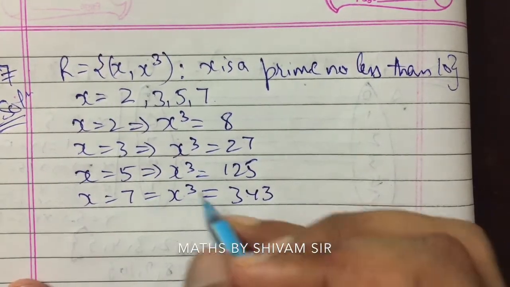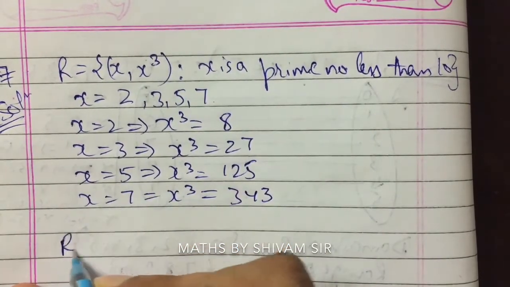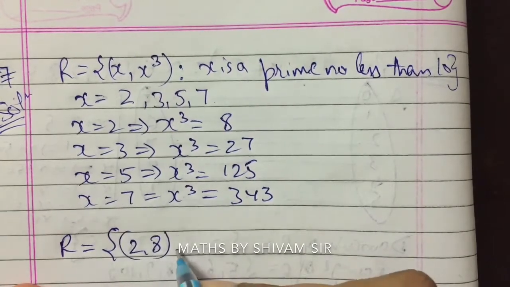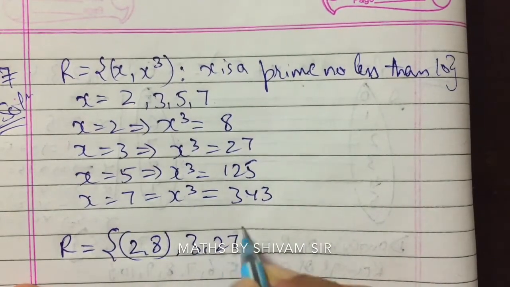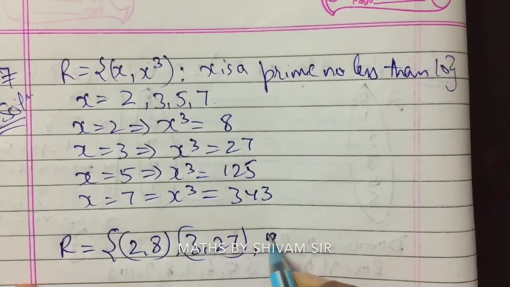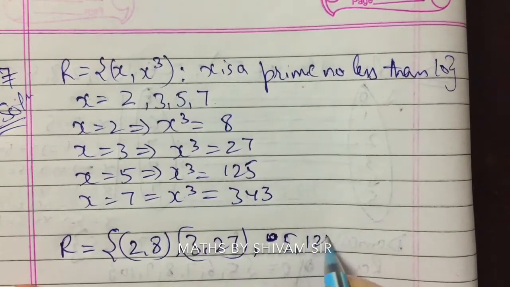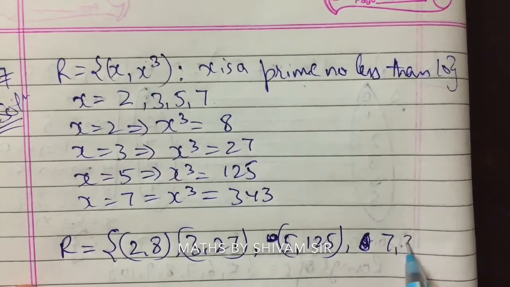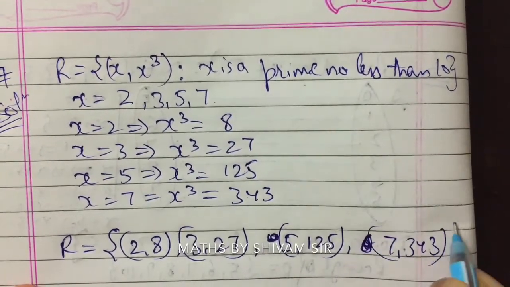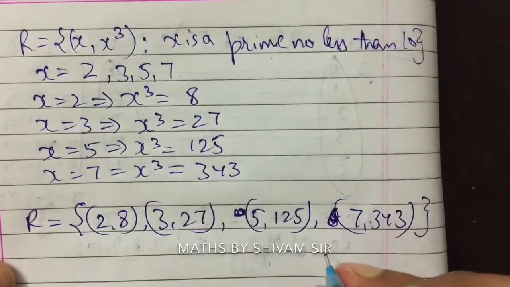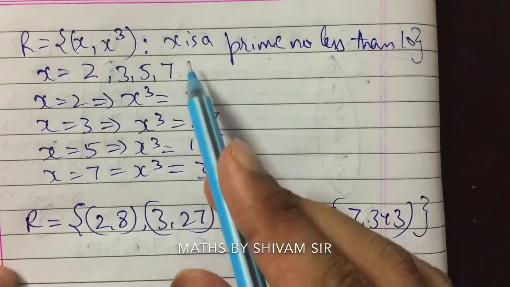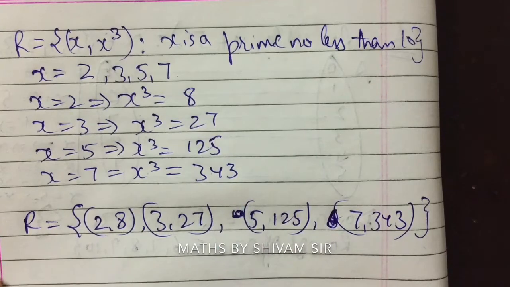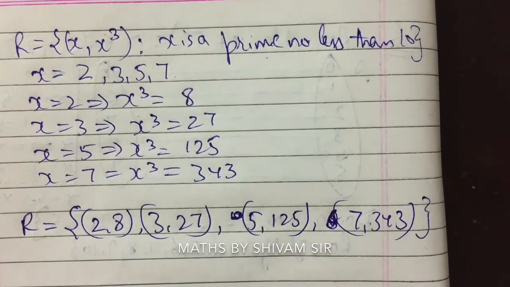So let's write this relationship in roster form. R is equal to {(2, 8), (3, 27), (5, 125), (7, 343)}. So this is how we can write this relationship in roster form. You can pause the video to note it down. So this is our solution.